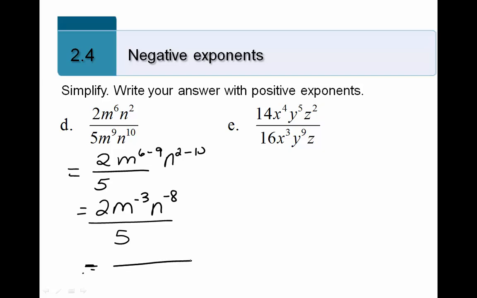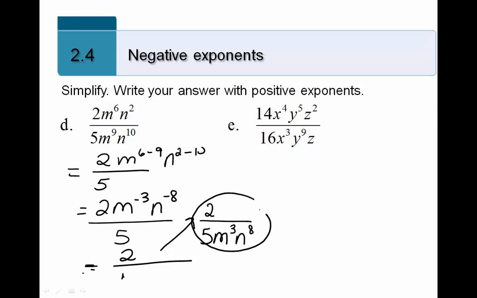Now making our negative exponents positive, we'll only be left with the 2 on top. The 5 will stay where it is. Maybe it's not even going to let me write right now. Let me put my answer up here. So I'm going to have 2, 5. The m will come down to make my exponent positive. My n will come down to make my exponent positive. And I know there's a way for me to erase this, but I'll just cross that out.